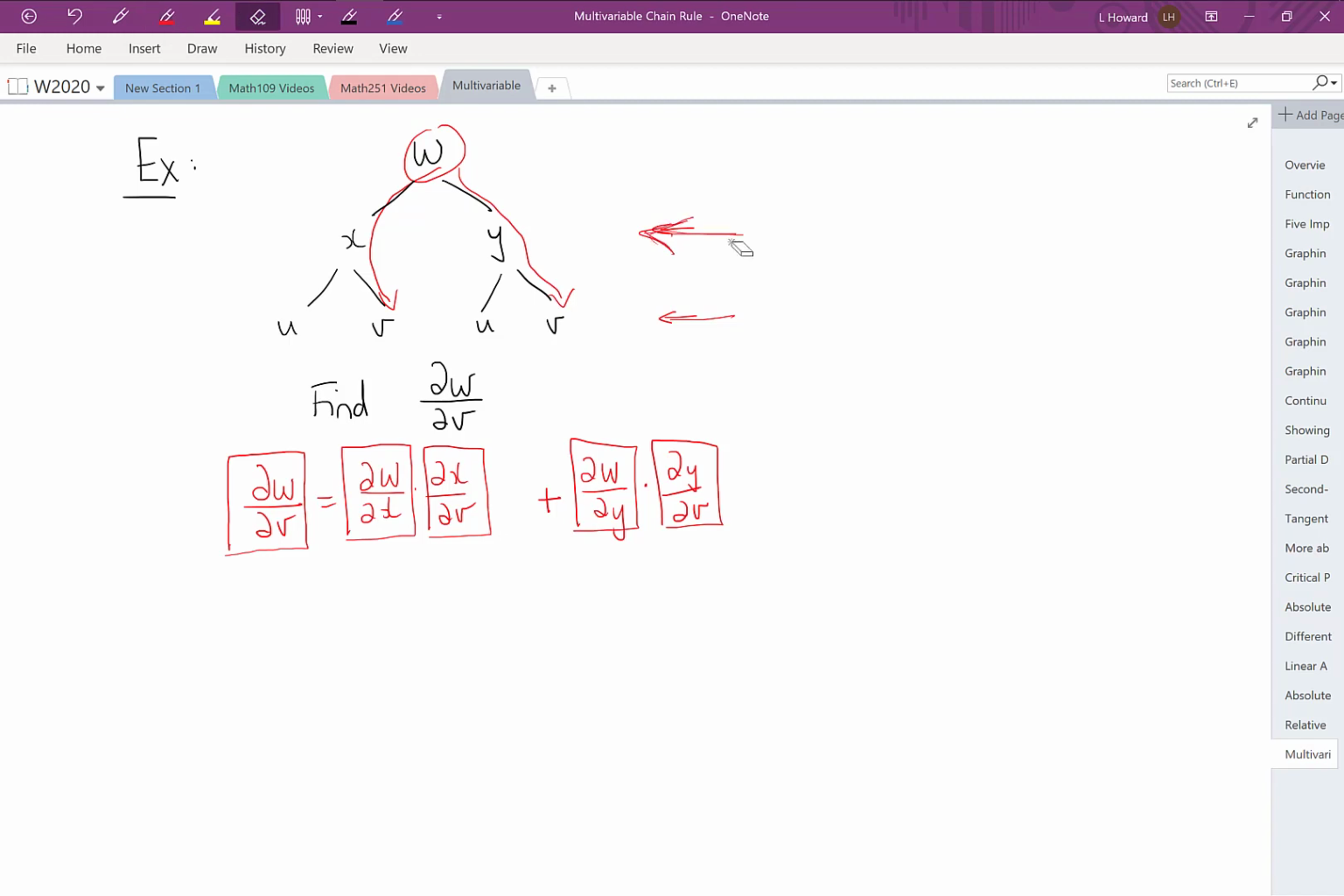The multivariable chain rule is not actually a formula, it's a process. It's a process of figuring out derivatives or partial derivatives from a diagram. So we'll do a variety of examples, maybe two or three more, to get a feel for how this process works. Let's try another example.